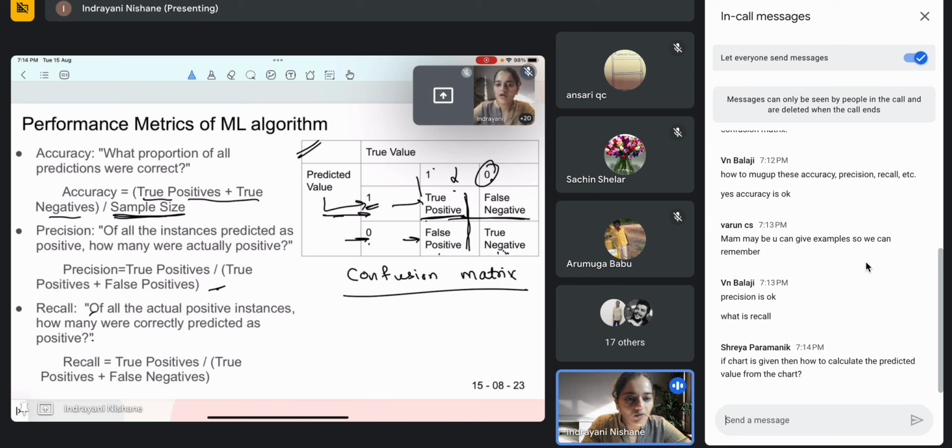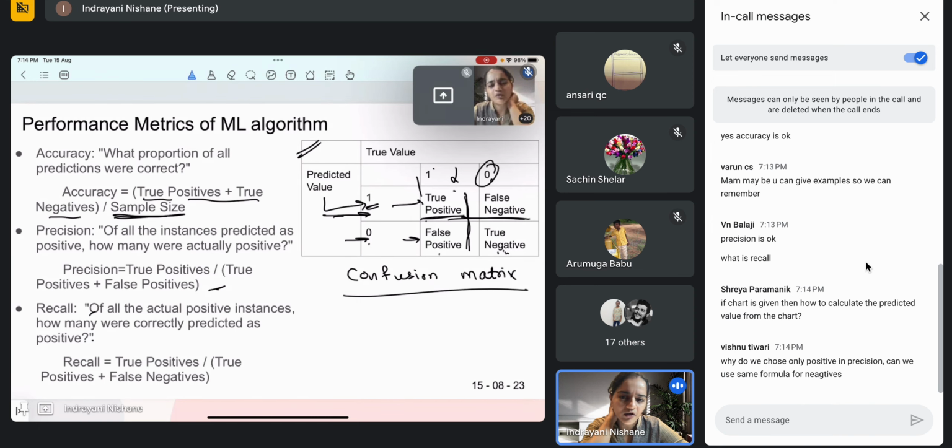Yeah. So I have one more comment. If a chart is given, how to calculate predicted value from the chart. Predicted value, as in, I did not get how to calculate predicted values. Shreya, can you unmute and ask your question? I did not get your query from the chat box.